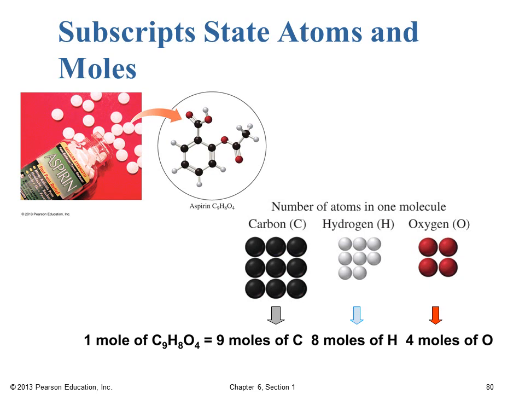In 1 mole of aspirin, you're going to have 8 moles of hydrogen, because if you have 1 molecule of aspirin, you have 8 atoms of hydrogen. So if you have 1 mole of aspirin, you're going to have 8 moles of hydrogen. And similarly, same thing with oxygen. If you have 4 atoms of oxygen in 1 molecule of aspirin, it means you have 4 moles of oxygen if you have 1 mole of aspirin.